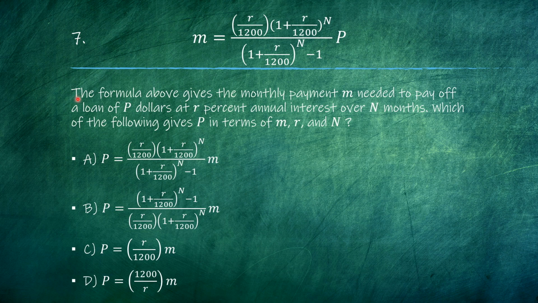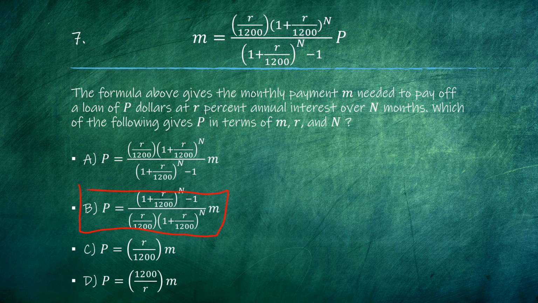Question number 7. The formula above gives the monthly payment M needed to pay off a loan of P dollars at R percentage annual interest over N months. Which of the following gives P in terms of M, R, and N? Go ahead, pause this video and try it yourself. Alright, the answer is B.